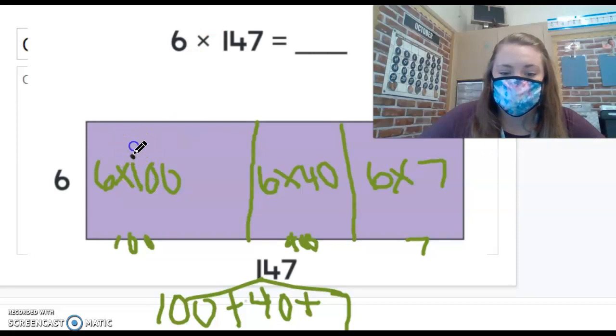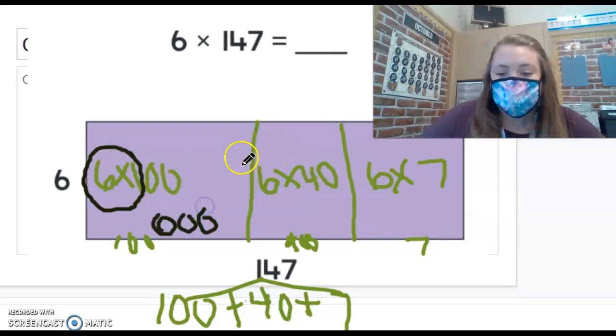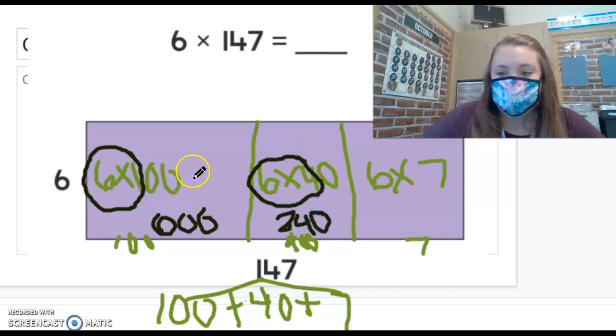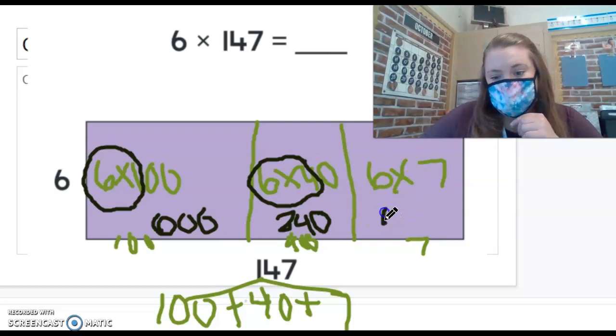So 6 times 100. Remember, we could use our 0 rule. 6 times 1 is 6. Plus 2 zeros would be 600. 6 times 40. You could circle those. 6 times 4, 24. Add in a 0, 240. And then 6 times 7 would be 42. Let me erase this.